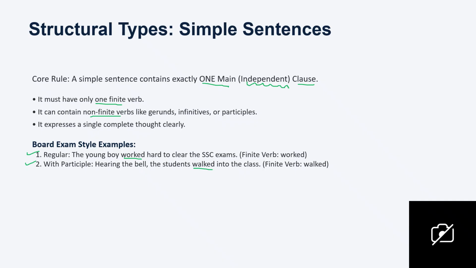You cannot consider "hearing the bell" and "the students walked into the class" separately. Otherwise, we won't understand: hearing the bell, what? The students walked into the class, why, when? We don't know. So "hearing the bell, the students walked into the class" is considered a full complete sentence, and we are clearly understanding the complete thought here. That's the reason this is also considered a simple sentence. Wherever we have one independent clause, that will be considered a simple sentence, on the basis of clause.